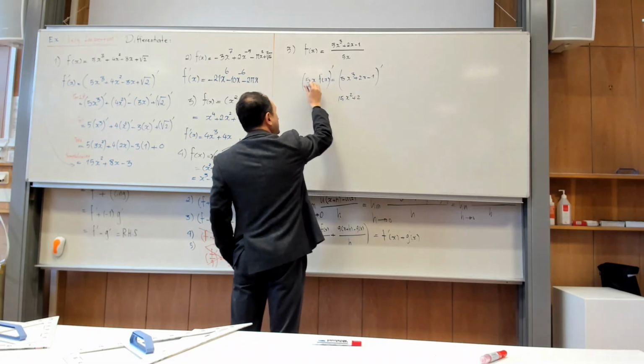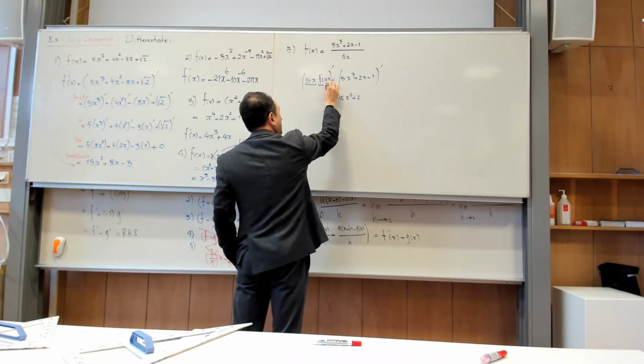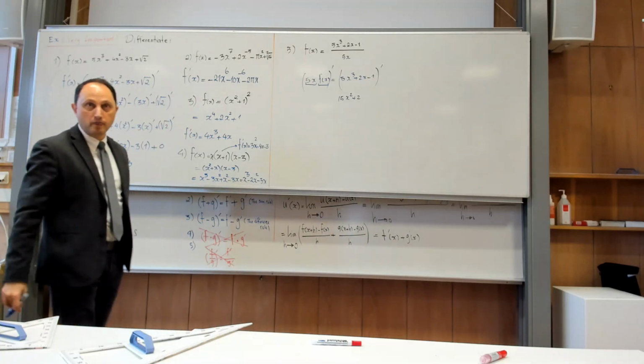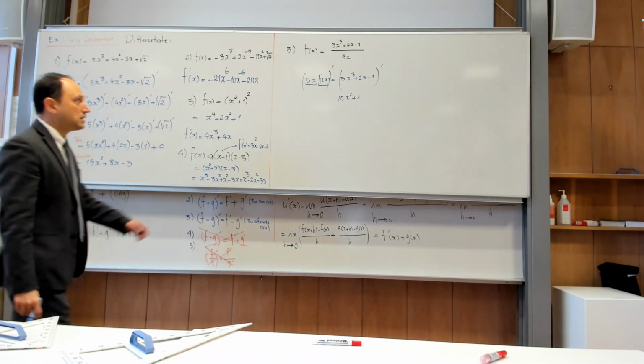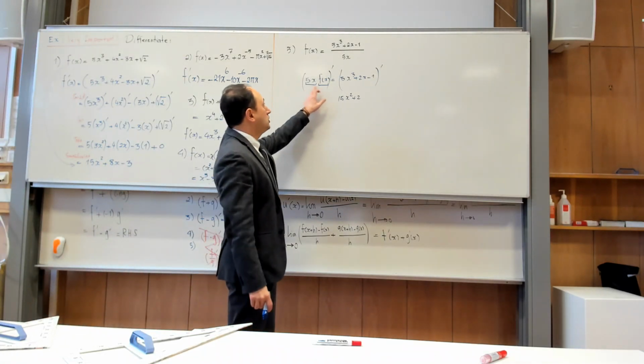But the point is, what is this one and that one? That's a product, and we don't know the product rule. If you know the product rule, that is an alternative way to do that. Yes? But this doesn't work because you still don't know the product rule.